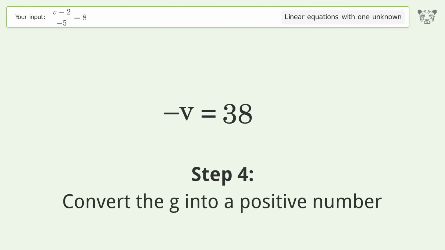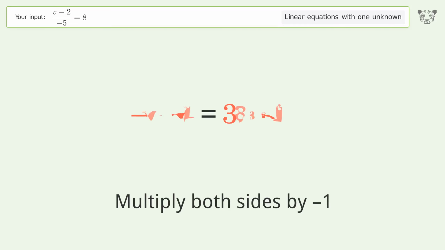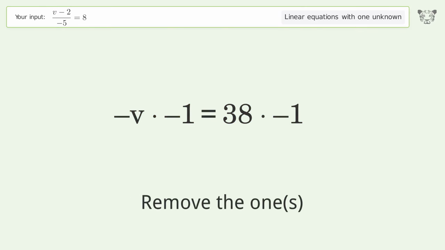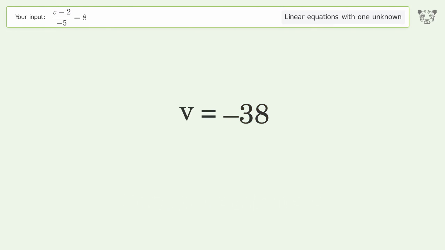Convert the g into a positive number. Multiply both sides by -1. Remove the ones. Simplify the arithmetic. And so the final result is v equals -38.